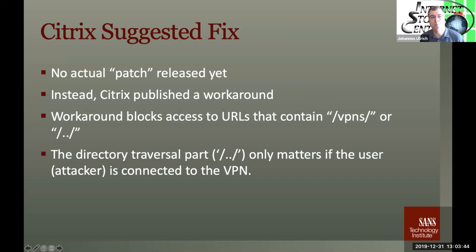Now, Citrix came up with a suggested fix here. It's not a patch. Really, all it does is block certain URLs from being accessed. Most notably, URLs that contain /vpns/. This essentially covers part of the admin functionality of Citrix. And then it also has this /../ part that is being covered. But actually, the /../ part, according to this rule, only really matters if the user is connected to the VPN. If the user is not connected to the VPN, then Citrix's rule only looks for that string /vpns/, so not for that actual directory traversal part.